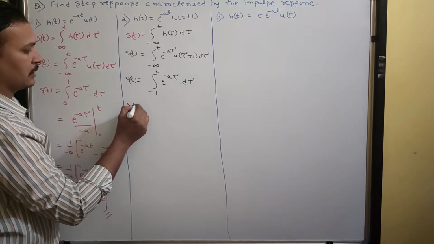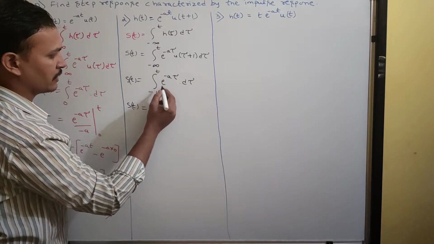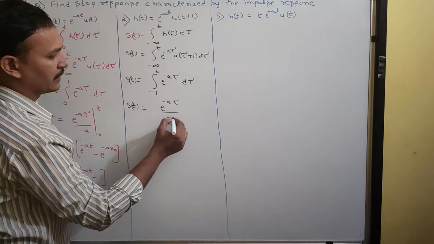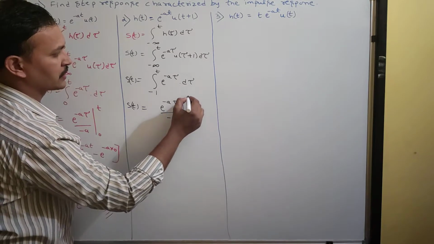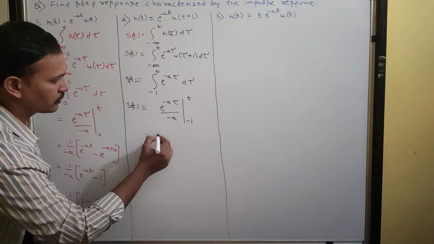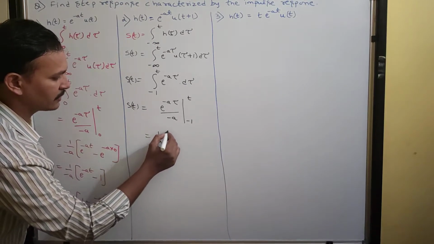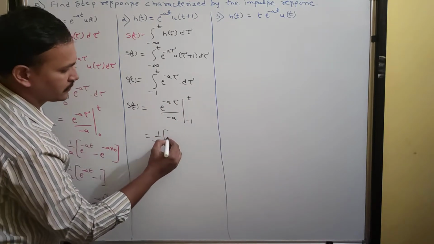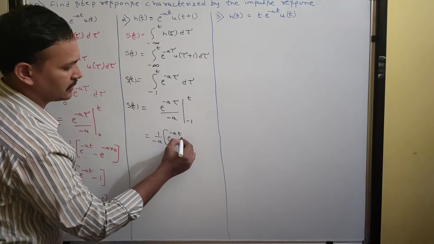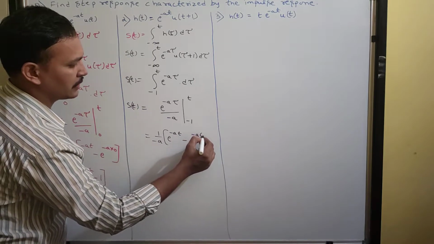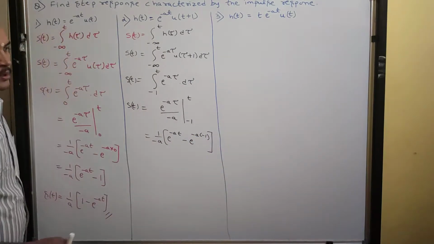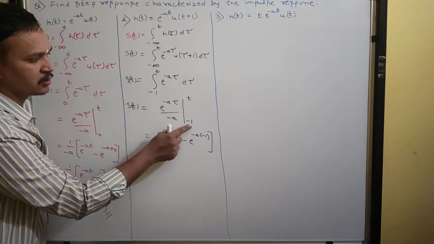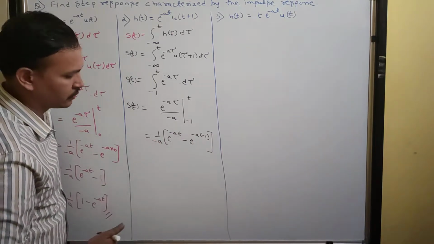Now integrate that. Step response s of t is equal to, while integrating you will get e to the power of minus a tau by minus a, and apply the limits minus 1 to t. So I am taking minus 1 by minus a outside. Now for this term replace tau by the upper limit and lower limit: e power minus a t minus e power minus a into minus 1. Replace tau by the upper limit, minus, for this entire term replace tau by the lower limit. That is what I substituted here.